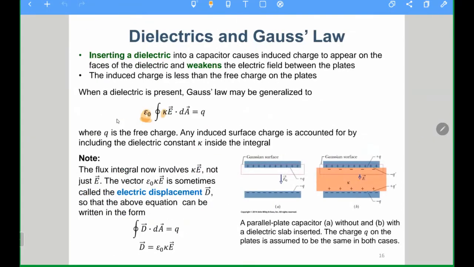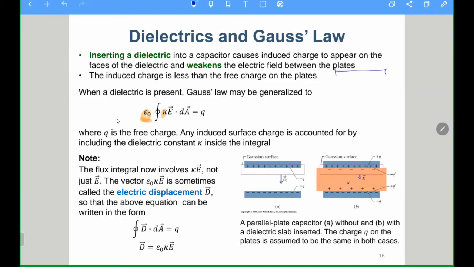So when a dielectric is present, Gauss's law may be generalized to this one. We just replace epsilon by kappa epsilon. And of course, we put the kappa inside the integration sign, which means that kappa may not be uniform. Maybe I just put multiple.